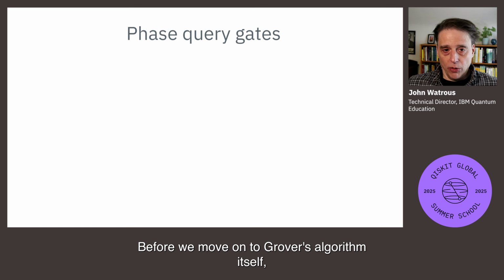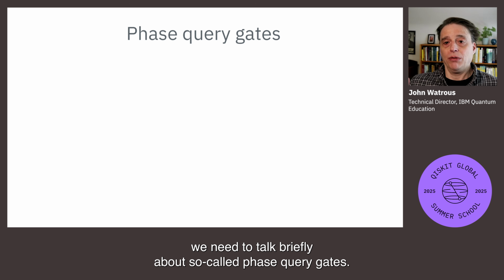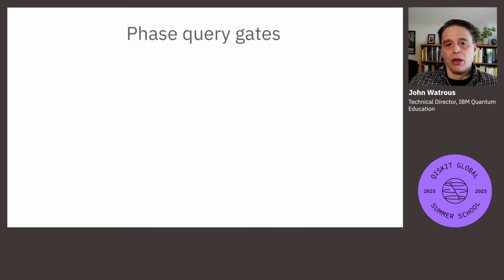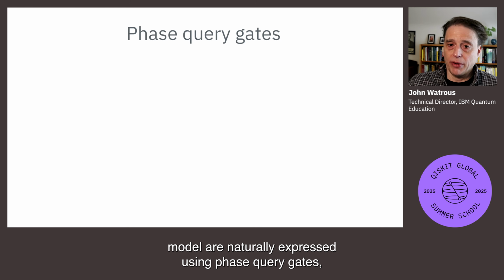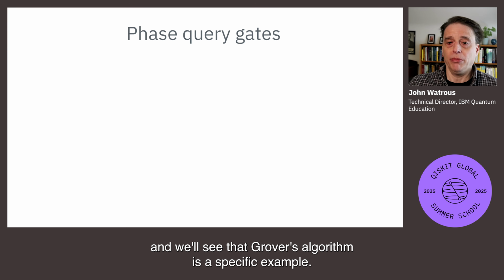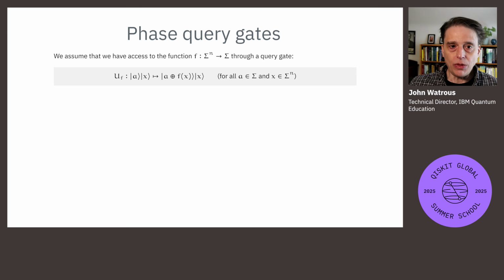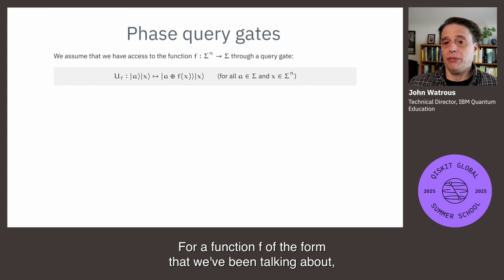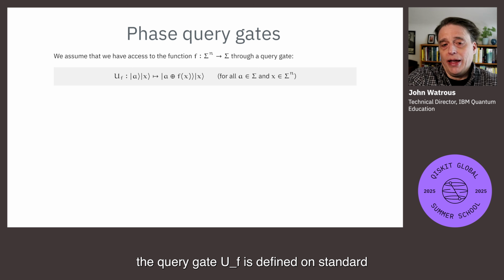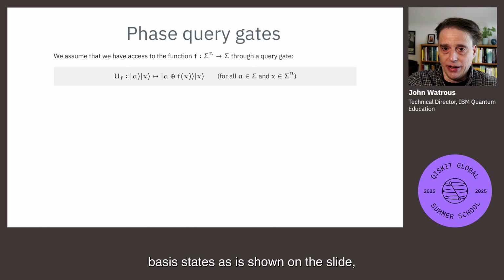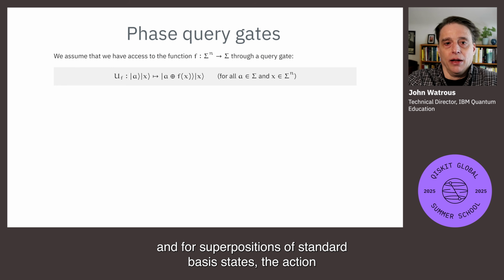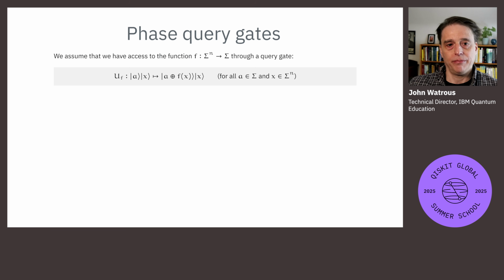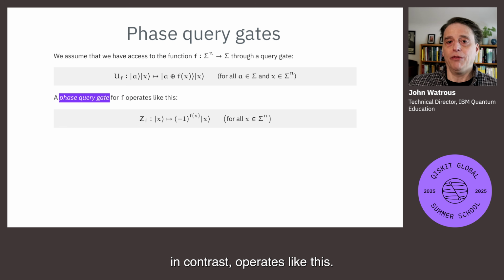Before we move on to Grover's algorithm itself, we need to talk briefly about so-called phase query gates. Many quantum algorithms in the query model are naturally expressed using phase query gates, and we'll see that Grover's algorithm is a specific example. For a function f of the form that we've been talking about, the query gate UF is defined on standard basis states as is shown on the slide, and for superpositions of standard basis states, the action is determined by linearity. The phase query gate for f, in contrast, operates like this.